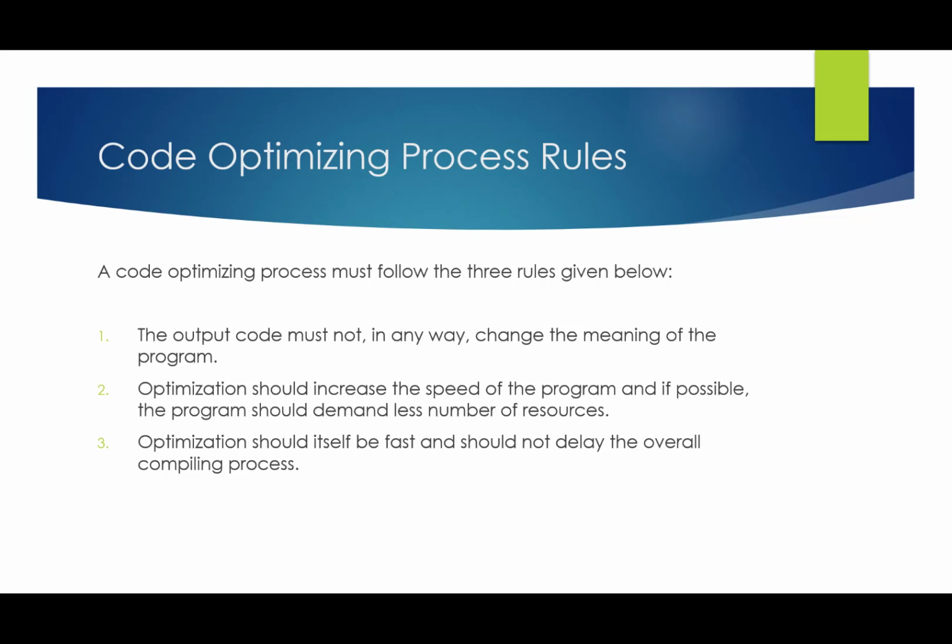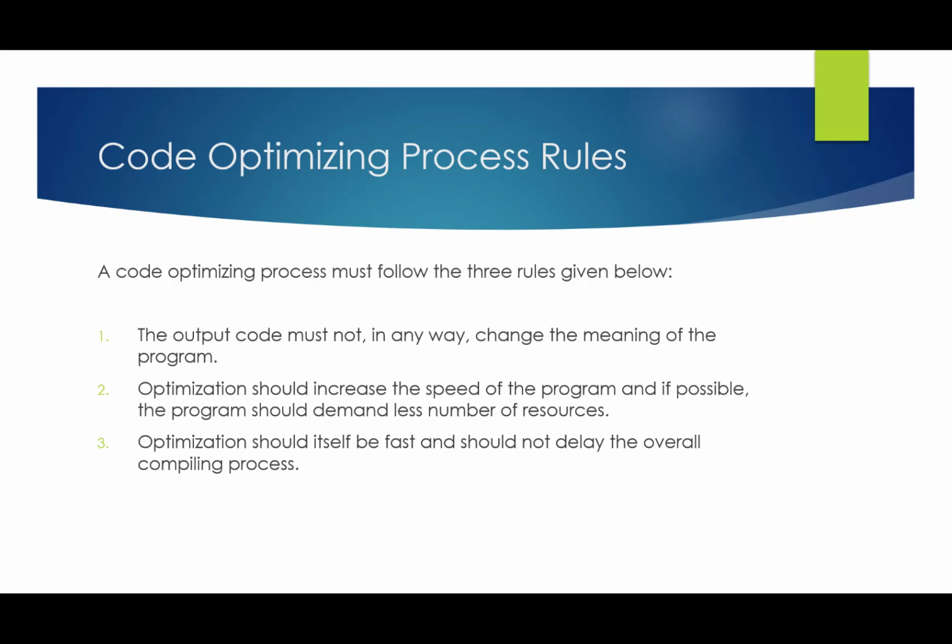Rules of the code optimization process. A code optimization process must follow the three rules given below. First rule: the output code must not in any way change the meaning of the program. This point is very important. I will repeat it: the output code must not in any way change the meaning of the program.